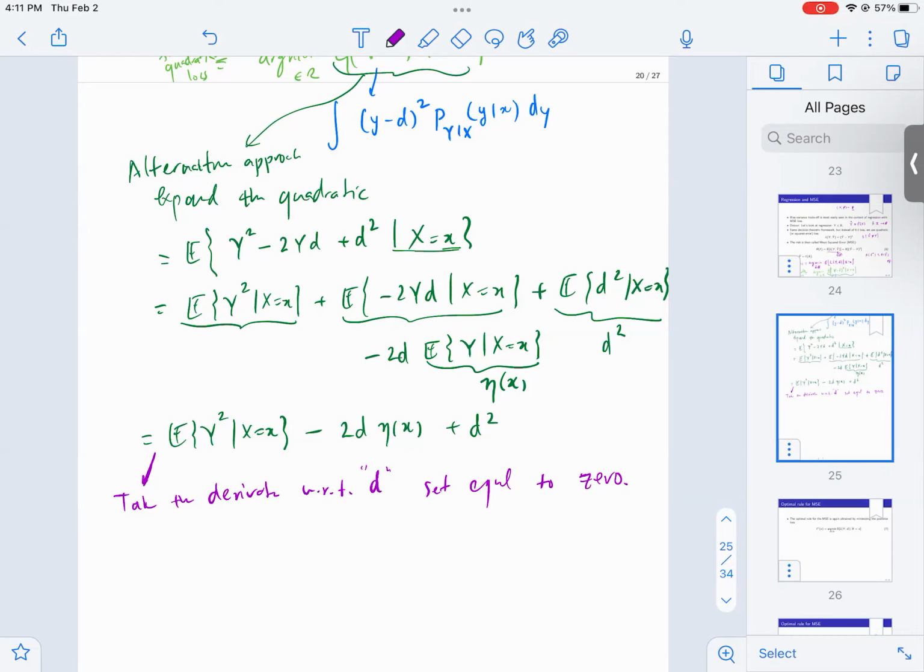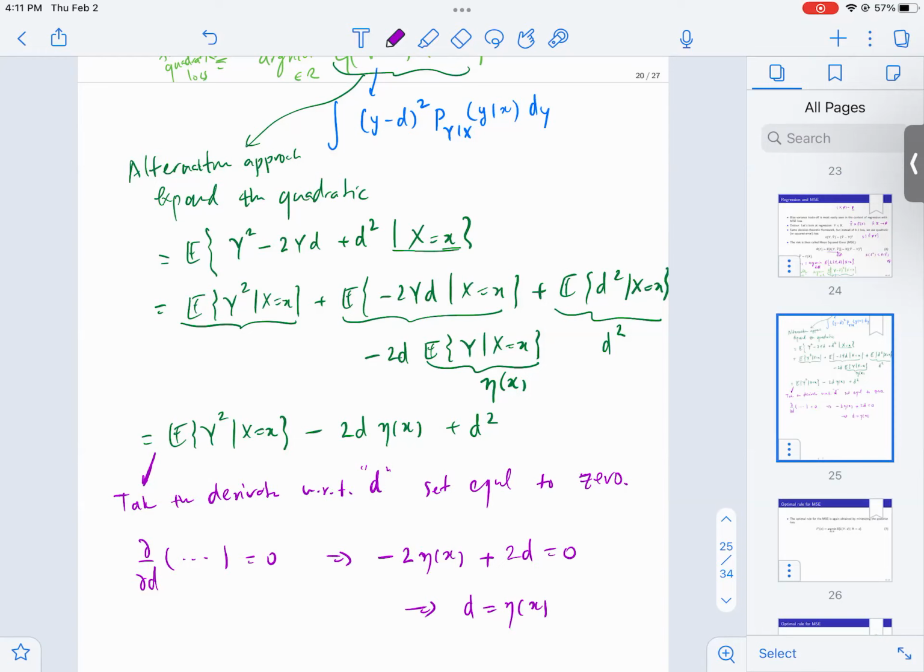So take the derivative. Someone, how do you take the derivative? Differentiate with respect to d. What would I get? What happens to the first term? Gone. Second term? 2 eta of x. And then let's set the derivative equal to 0. What do I get? Yes, so d is equal to eta of x.